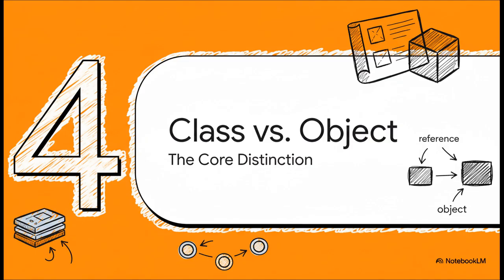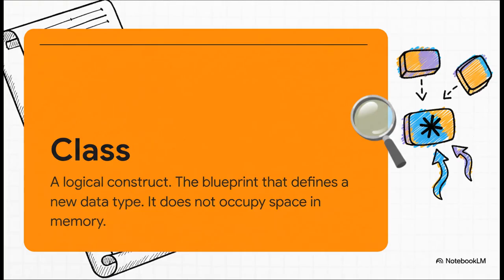This all boils down to one of the most fundamental distinctions in object-oriented programming, the difference between a class and an object. They sound similar, but they are worlds apart. A class is the blueprint. It's the set of architectural plans for our house. It defines all the properties and behaviors, but the blueprint itself isn't a house. You can't live in the blueprint. It's just a logical idea that doesn't take up any memory when your program is running.